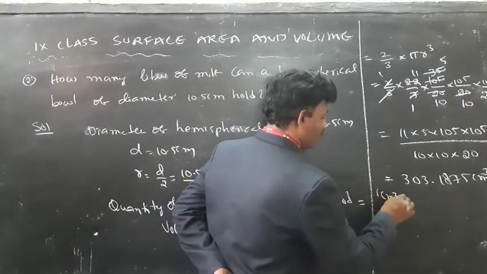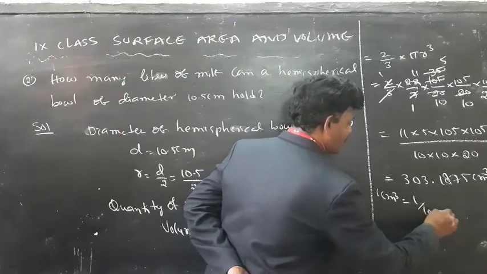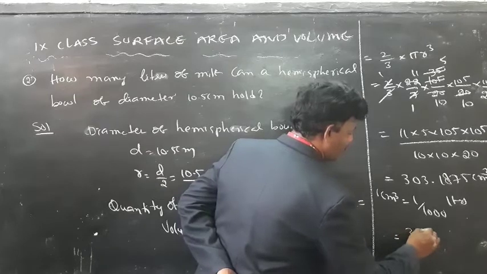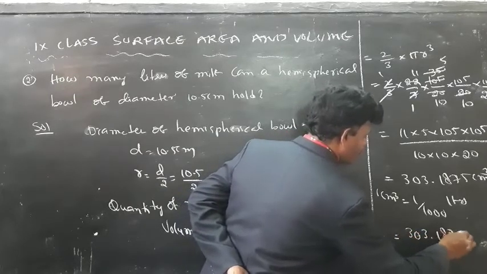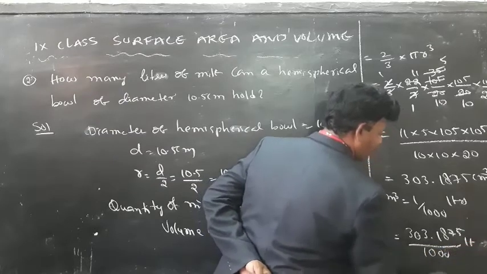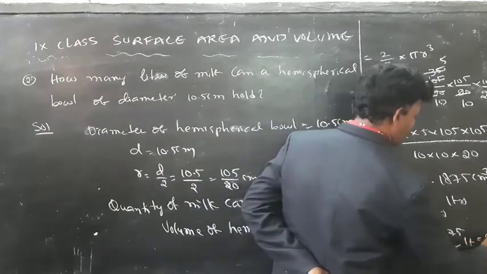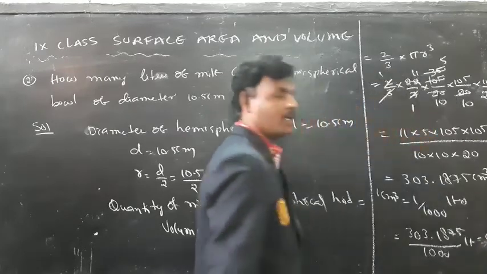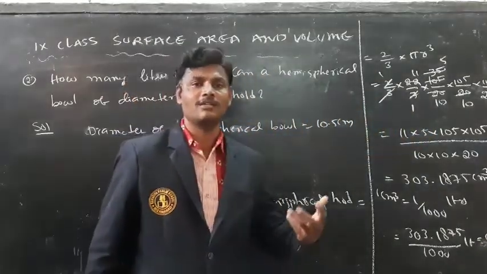1 centimeter cube is equal to 1 by 1000 liters. So from that what we can get here? 303.1875 by 1000 liters. It is nothing but what is the answer? 0.303 liters. So the hemisphere can hold 0.303 liters of milk.